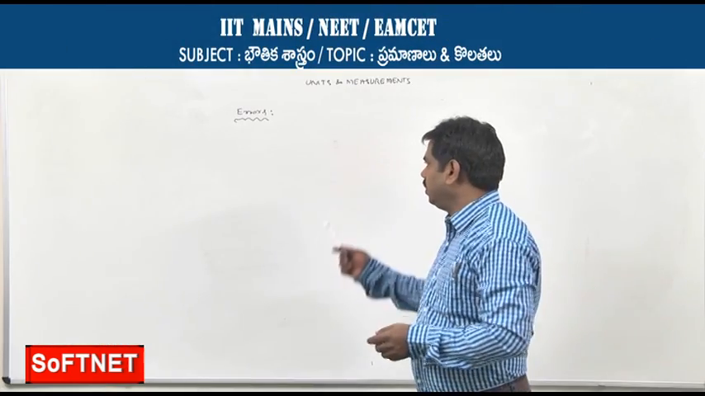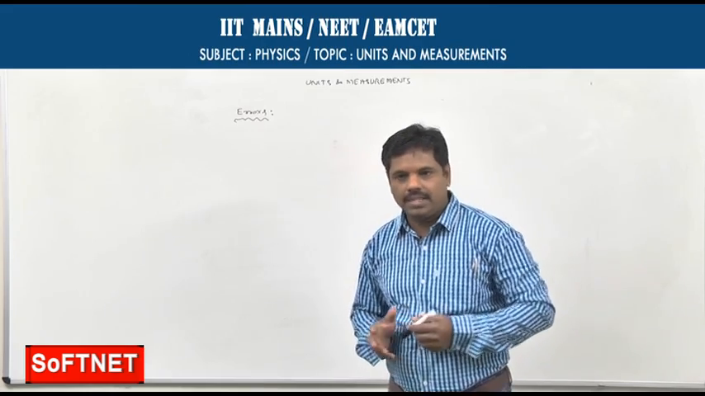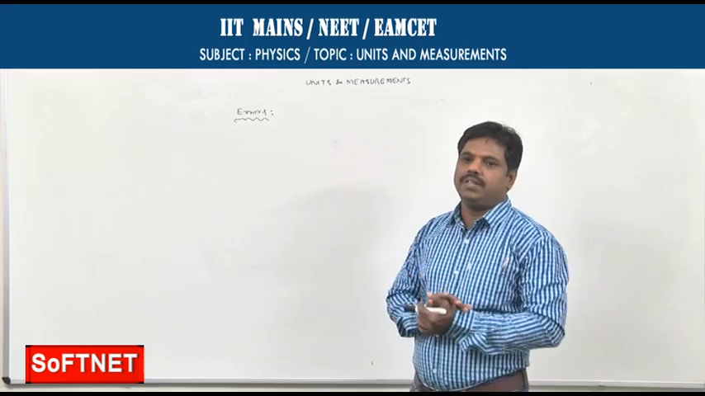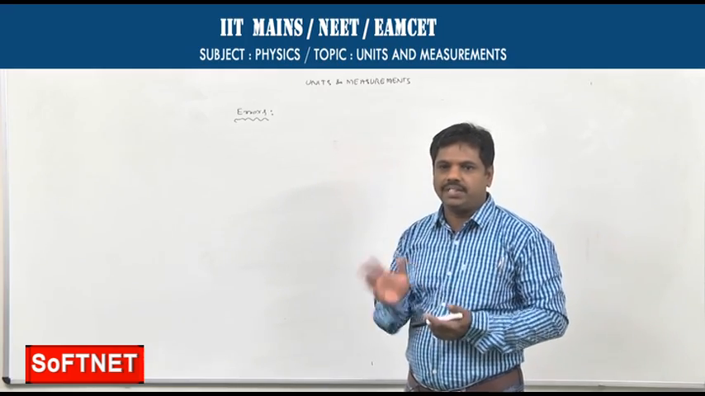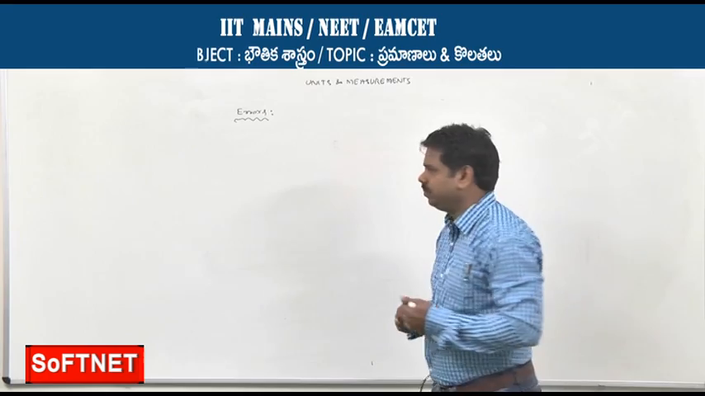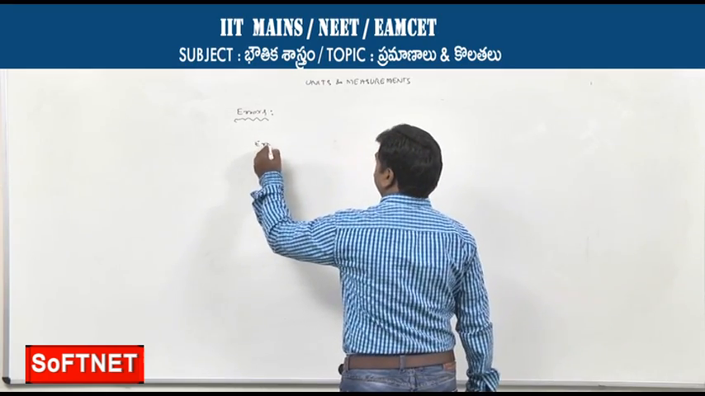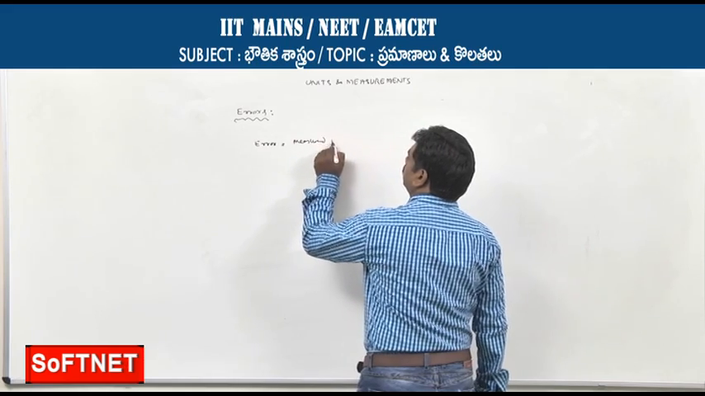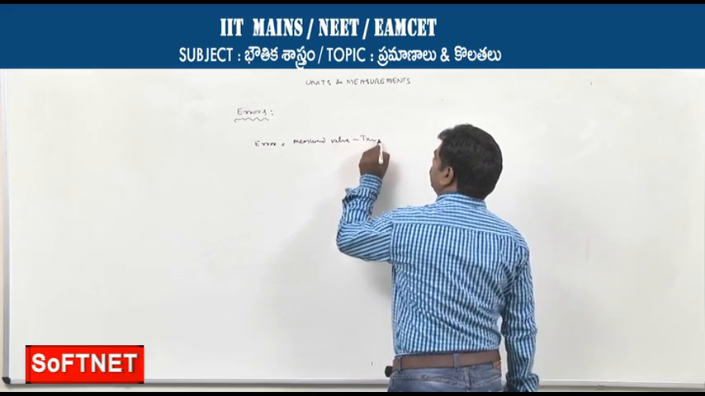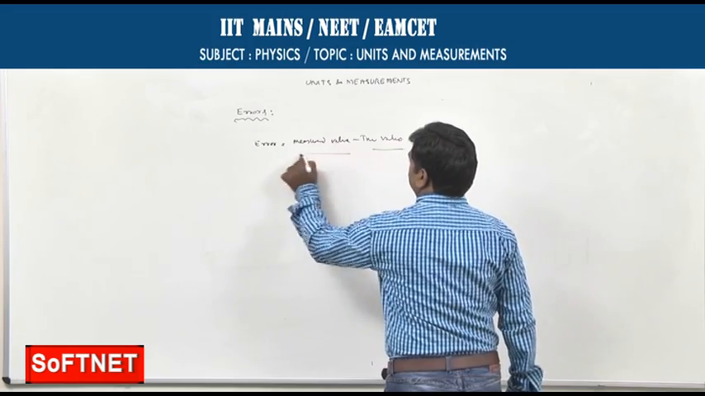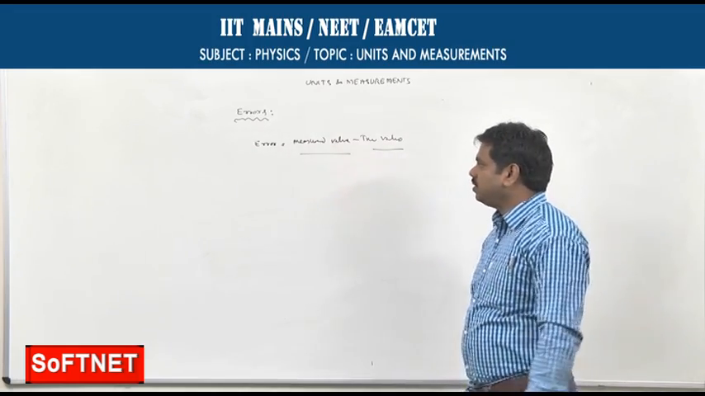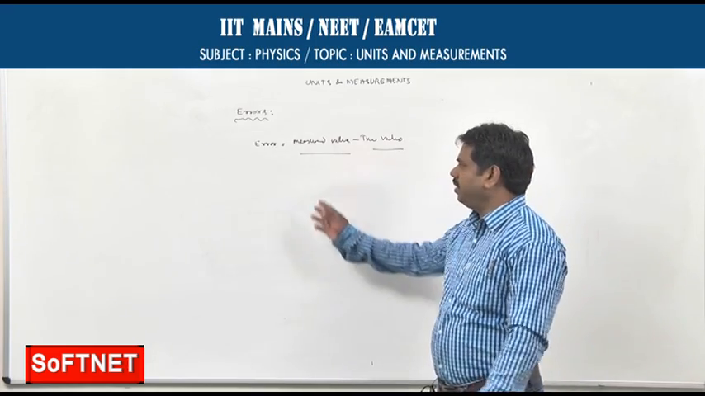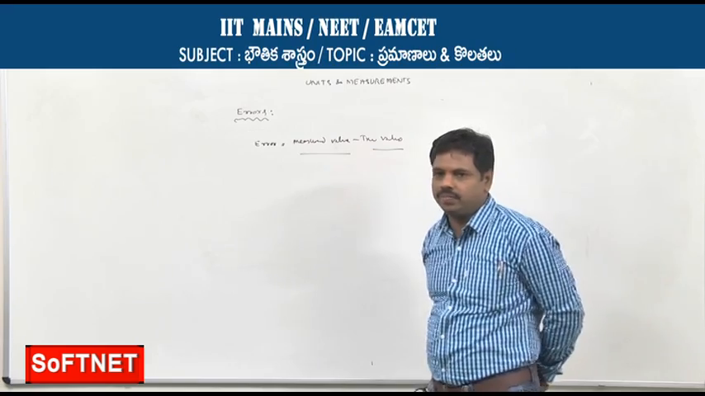Next we go through the topic errors. What is the error? Error is nothing but the difference between the measured value and the actual value, nothing but the true value. Measured value minus true value can simply be called the error, or true value minus measured value, whatever it may be.